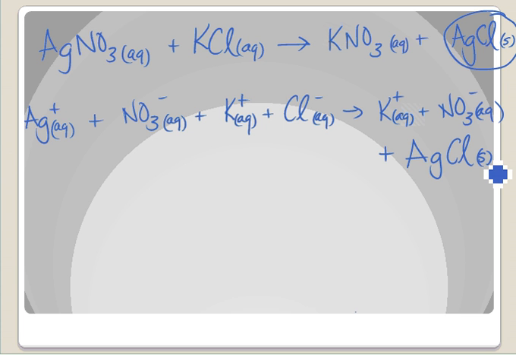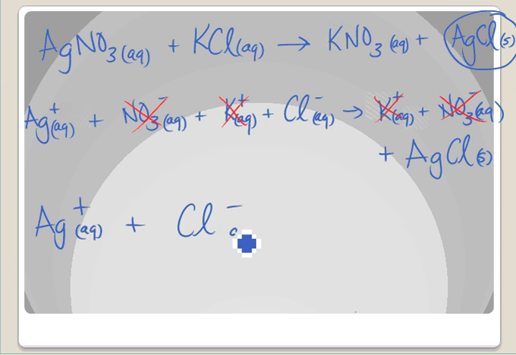Now that we have our total ionic equation, we have to write our net ionic equation. So anything that's on each side of the arrow will cancel each other out. Let me just use a different color. Potassium is on this side, potassium is on that side. Nitrate is on this side, nitrate is on this side. So what we have left is Ag plus chloride to give us AgCl.